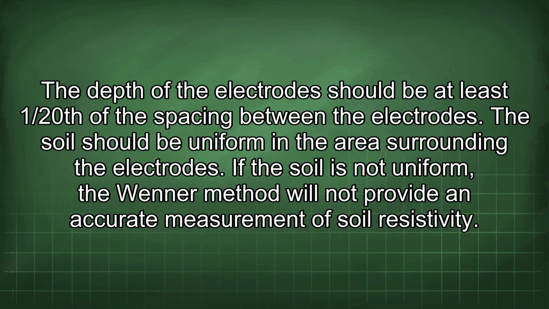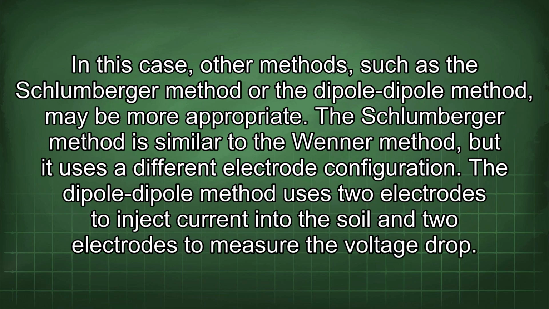The soil should be uniform in the area surrounding the electrodes. If the soil is not uniform, the Wenner method will not provide an accurate measurement of soil resistivity. In this case, other methods, such as the Schlumberger method or the dipole-dipole method, may be more appropriate.